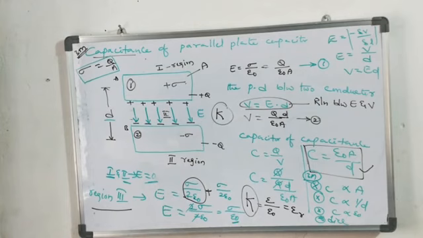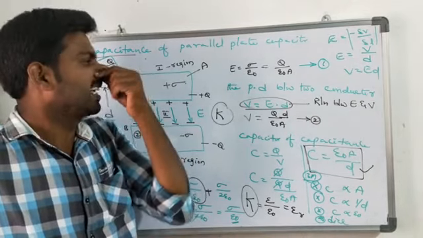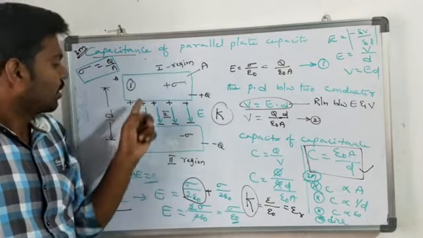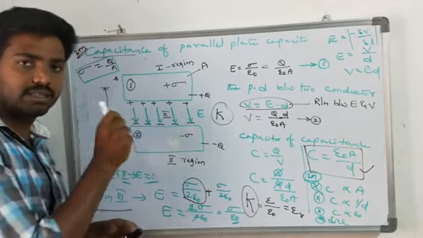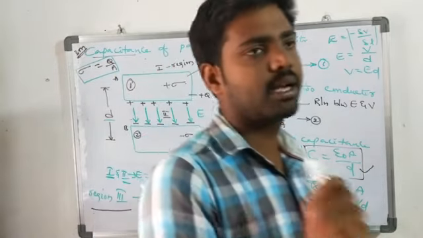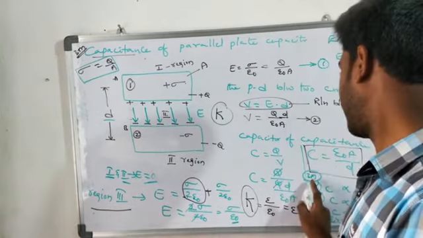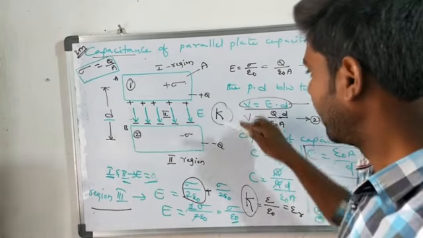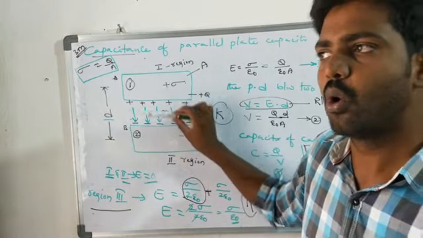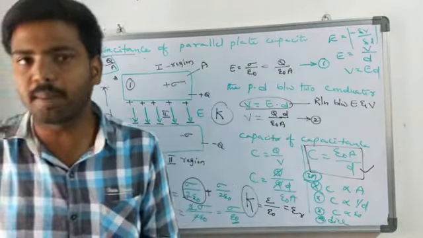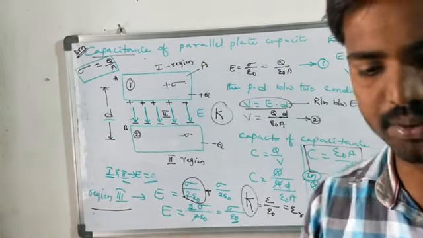So this is about the capacitance of a parallel plate capacitor. In the next video we'll discuss what happens if we insert a medium between the two conductors. Already we discussed that C is equal to epsilon naught A by D. If the medium is inserted between the two conductors, what is the capacitance of the new capacitor? That we will discuss in the next video. Okay. Thank you.